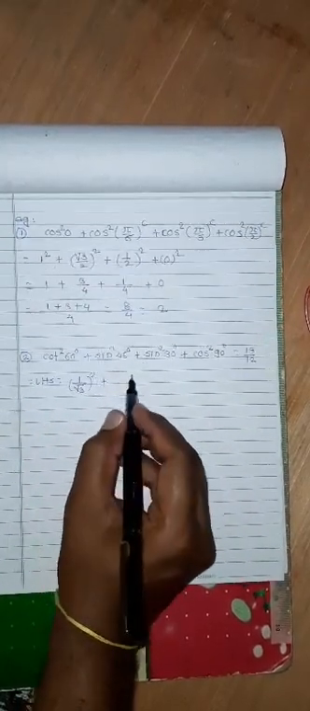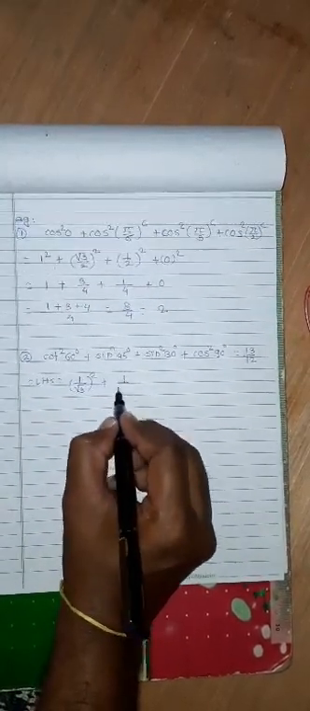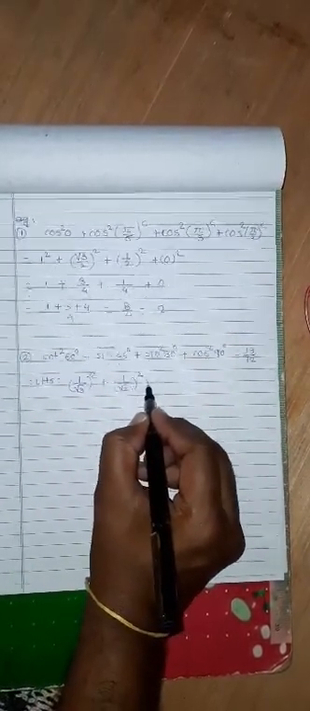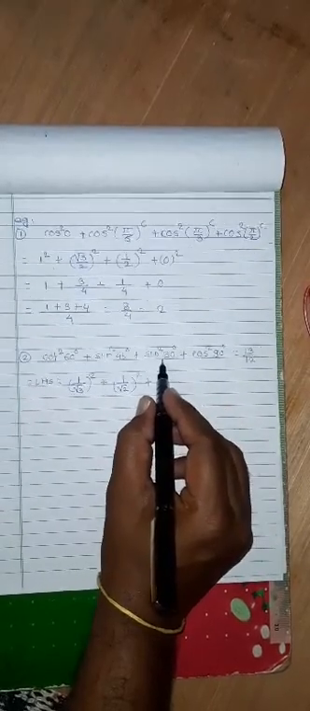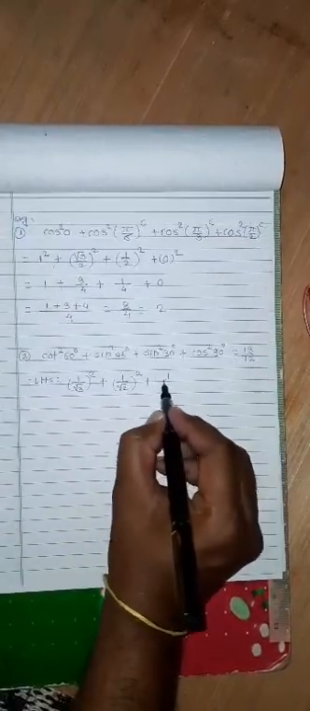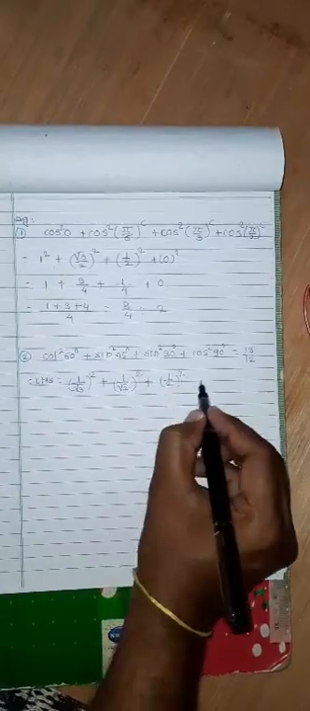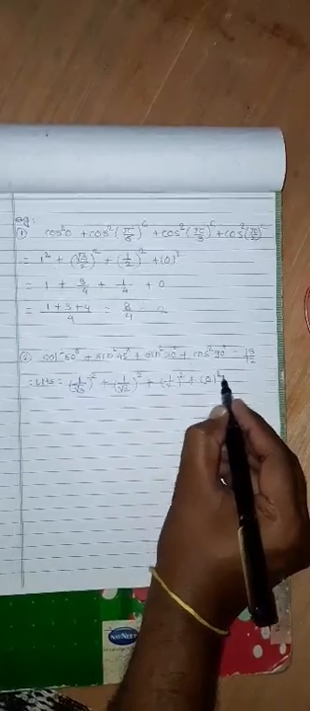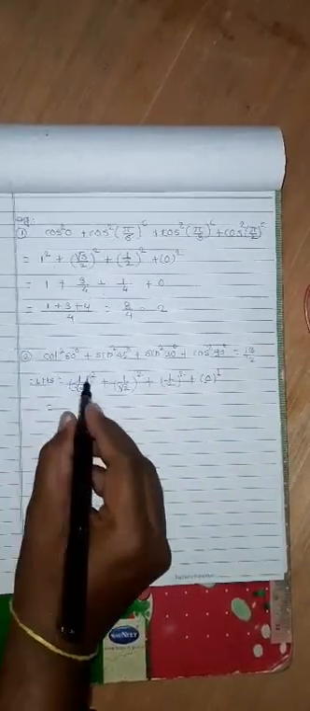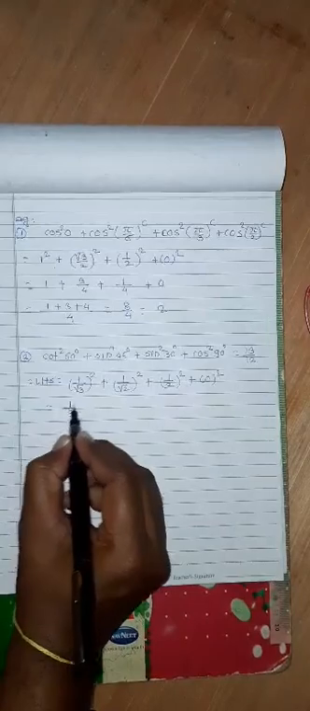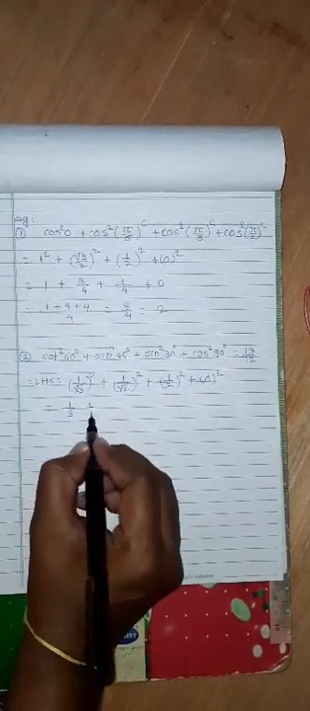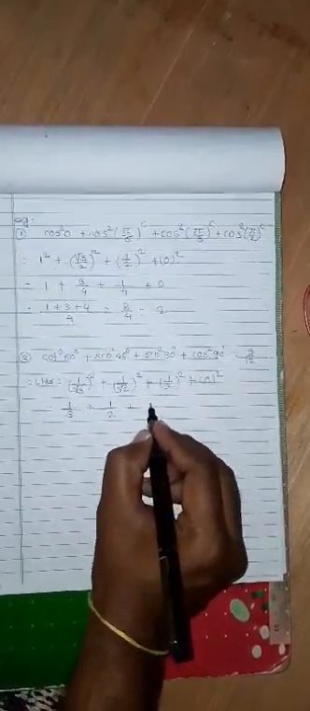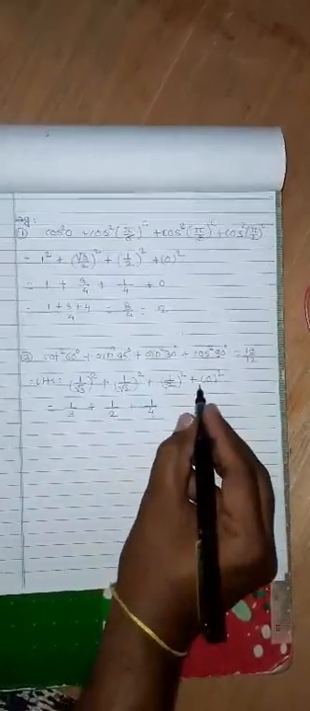Now, what is sine 45? 1 upon root of 2, and this is in bracket squared. Plus, what is the value of sine 30? It is equal to 1 half, and the bracket is squared here. Then cos of 90 is equal to 0, and the bracket is squared here. Now after that, it is 1 upon 3. After squaring this, there should be 1 upon 2. After that, there should be 1 upon 4, and 0.